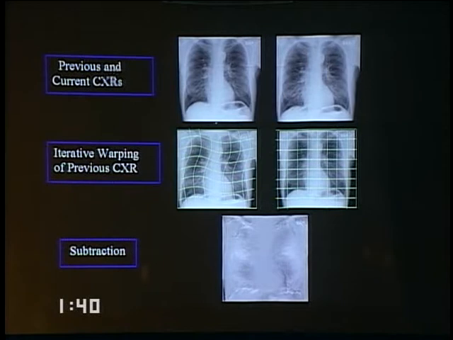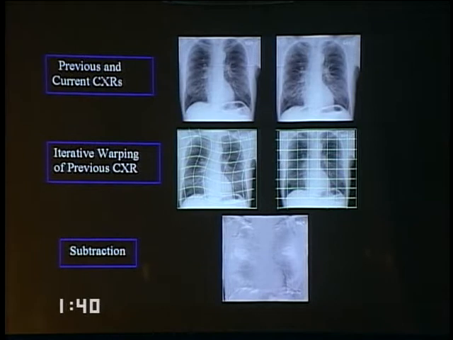So we take the previous image, this is a different example, and we actually match each point automatically on the current image and do what's called cross-correlation to get the best match at each point, which involves doing some warping on the previous image. Then we invert the grayscale on the current image so that both cancel out.